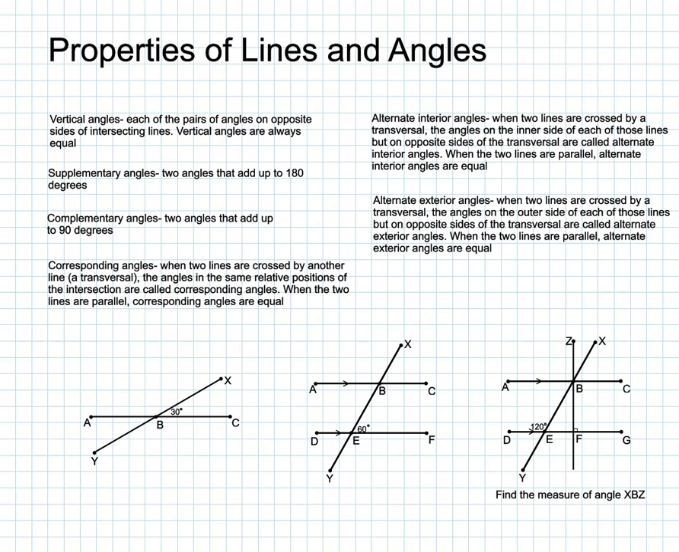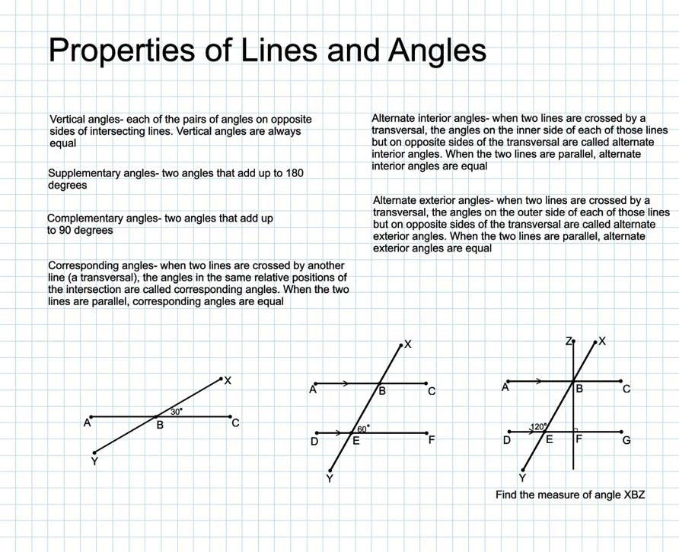In coordinate geometry, understanding properties of lines and angles formed by intersecting lines is imperative for you to know. In this video, I want to go over some basic definitions, as well as show you some examples. We'll start with vertical angles.